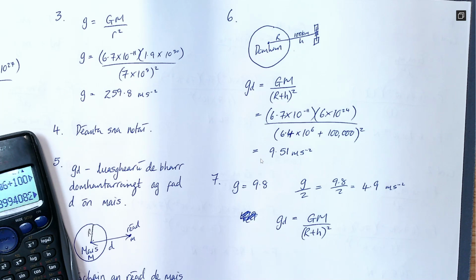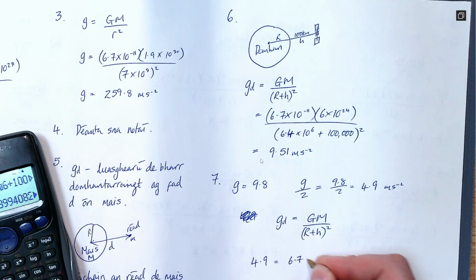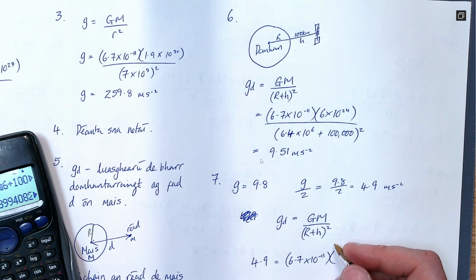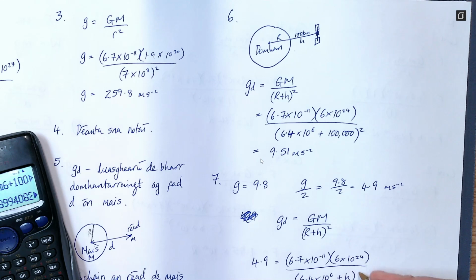At what height above the surface of the Earth is the acceleration due to gravity equal to half its value? Right, so gravity at a distance above the Earth is 4.9. So 4.9 equals 6.7 by 10 to the power of minus 11, times the mass of the Earth, 6 by 10 to the power of 24, over the radius of the Earth, 6.4 by 10 to the power of 6, plus H, squared. And we solve for H.